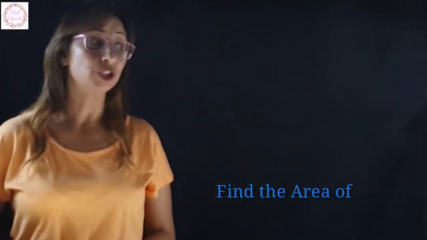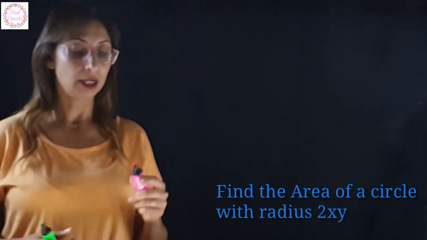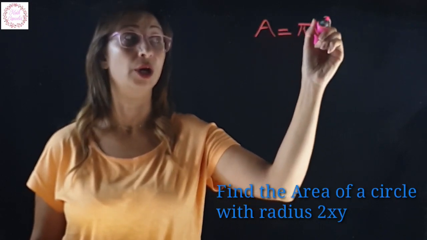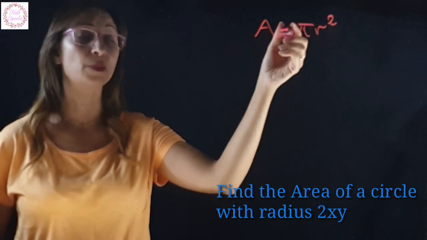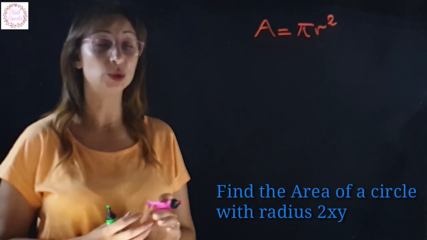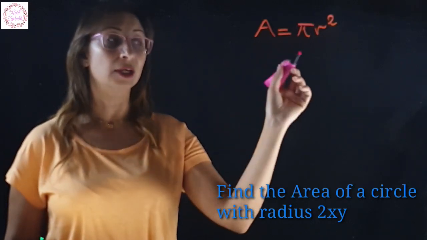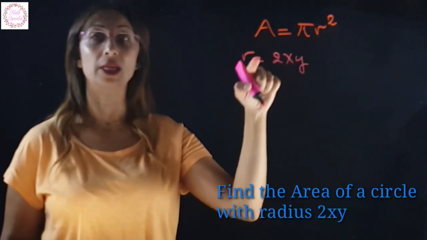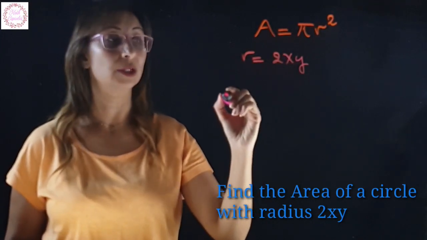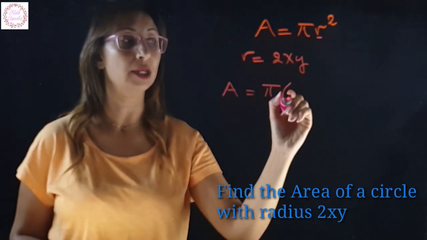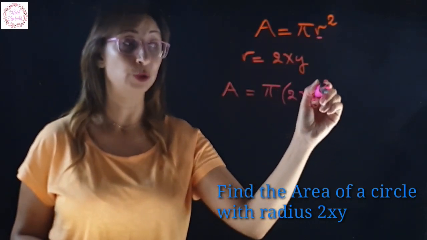Let's have a more complicated example. Find the area of a circle whose radius is 2xy. Now the area of a circle is A equals pi r squared, where r is the radius and pi is the constant pi. Okay, we will leave pi as it is. We're not going to change it into numbers. If the radius is 2xy, how can I substitute this to get the area? Let us do it together. Now A equals pi, and instead of r, I'll put 2xy raised to the power of 2.